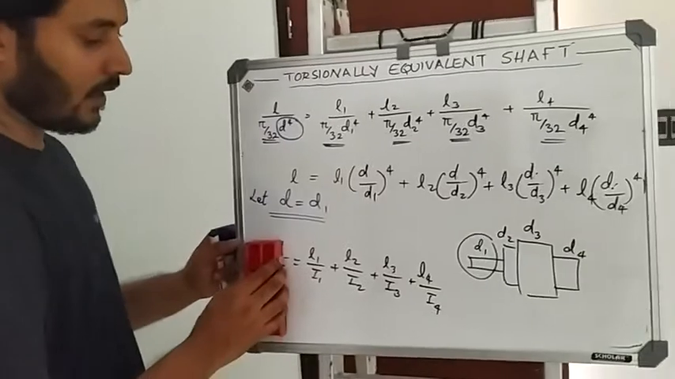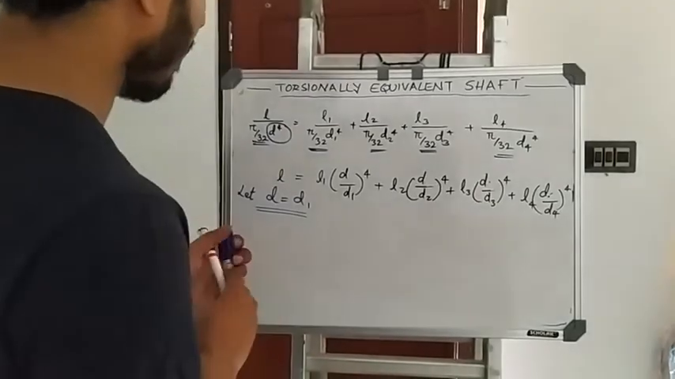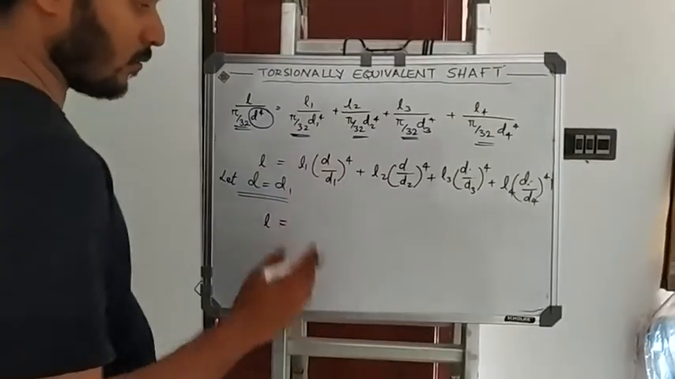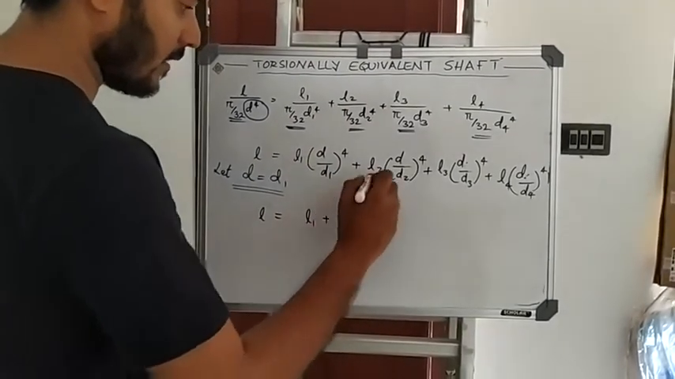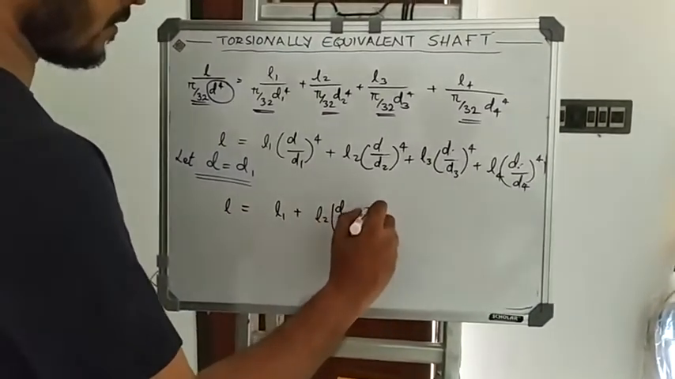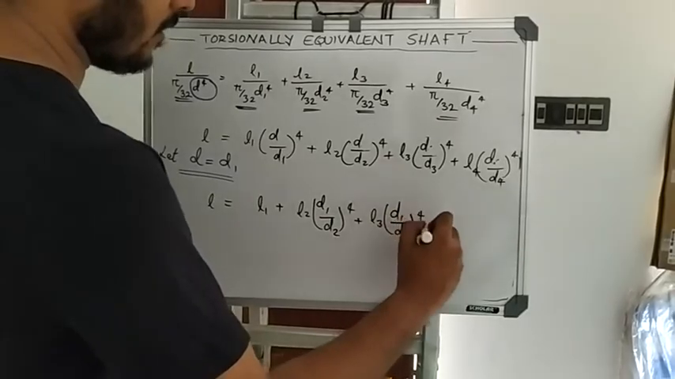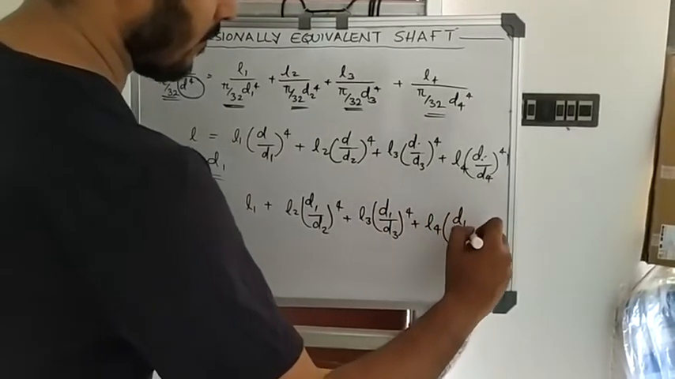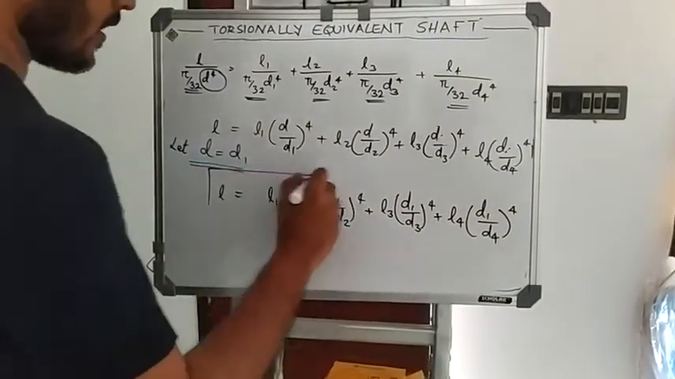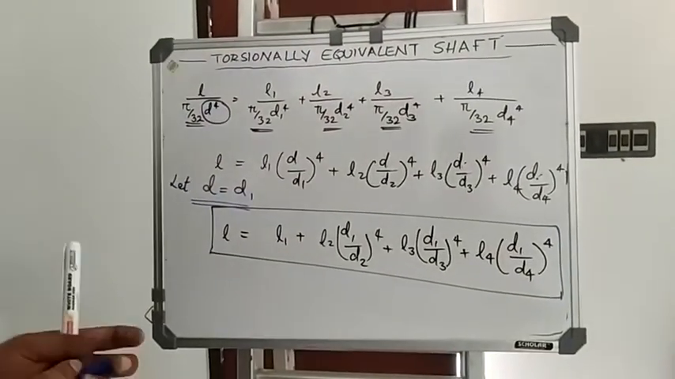So if we consider or assume the value of d to be equal to d1, then our equation for the equivalent length of the shaft will be slightly changed as L is equal to, now here it will be d1 by d, which will be equal to 1 raised to 4, will be always 1, L1 plus, here it will be L2 into d1 by d2 raised to 4, plus L3 into d1 by d3 raised to 4, plus L4 into d1 by d4 raised to 4. Now, this is the equation for what? The equivalent length of the equivalent torsional shaft that we are devising.